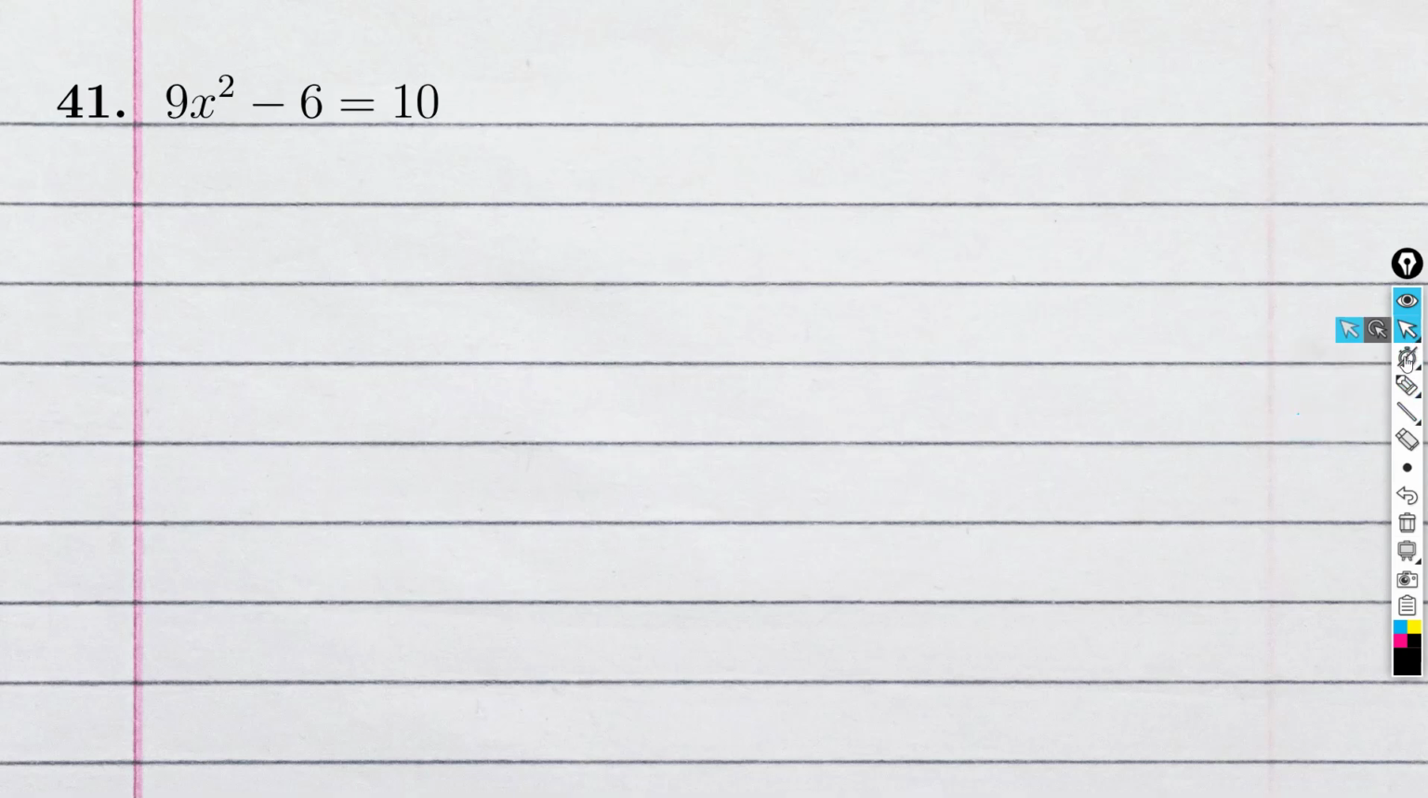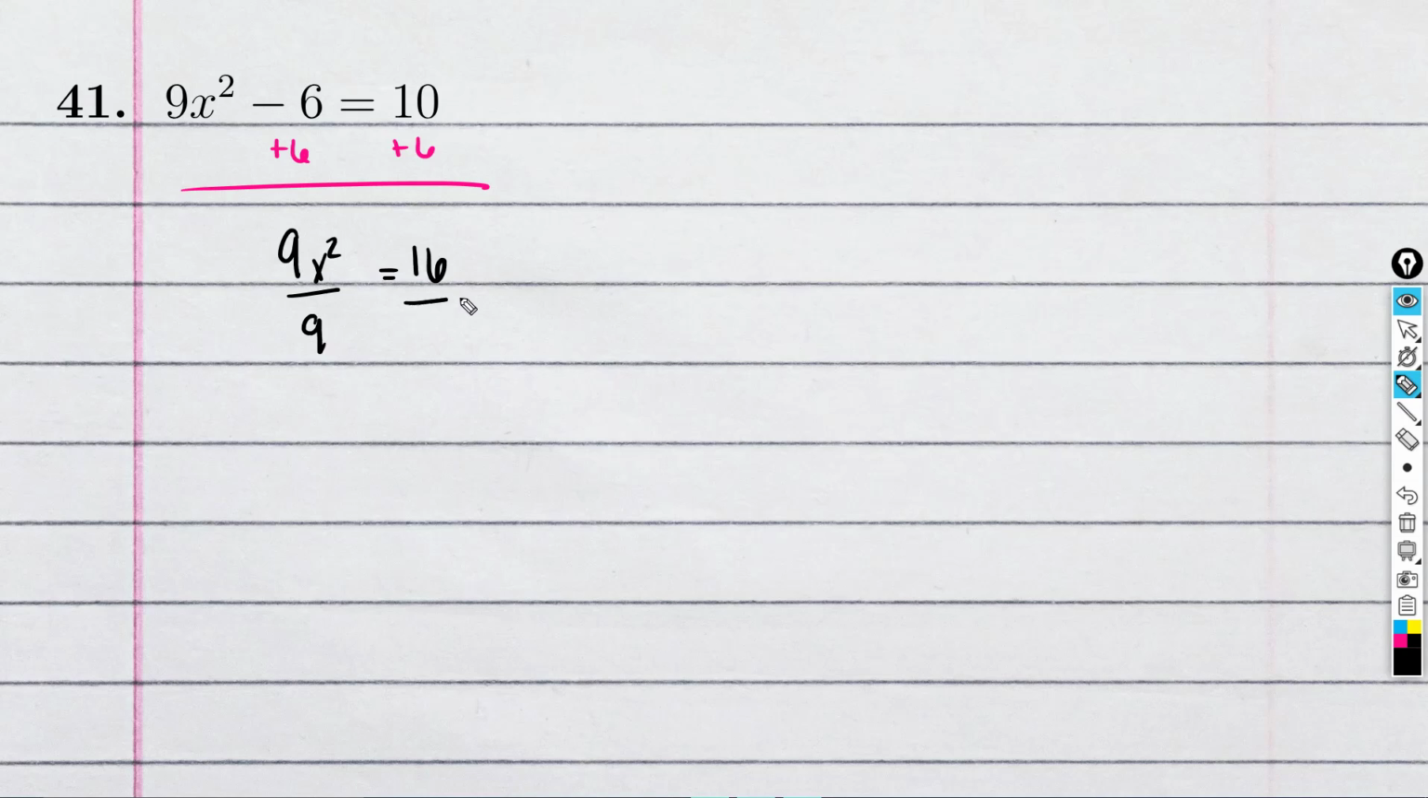Some of them you'll have to do a little bit of extra work, where we need to get the square by itself first. So we add 6 to both sides, and so we have 9x squared is equal to 16. Then we divide both sides by 9, and so x squared is equal to 16 ninths.